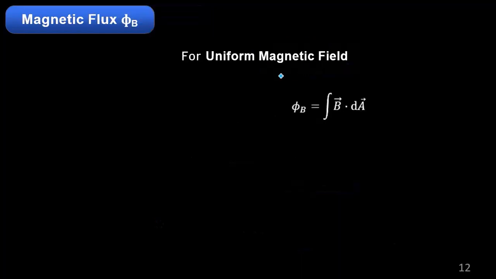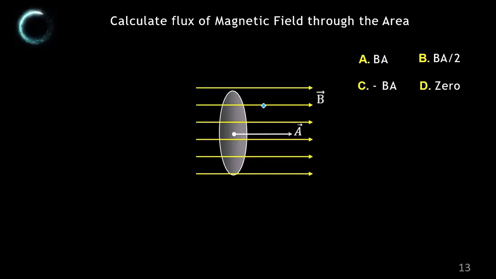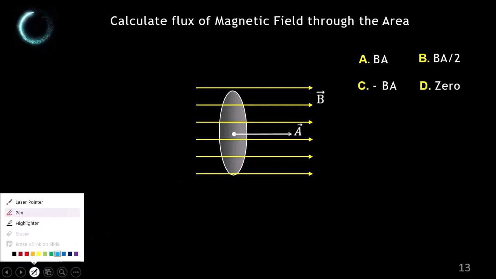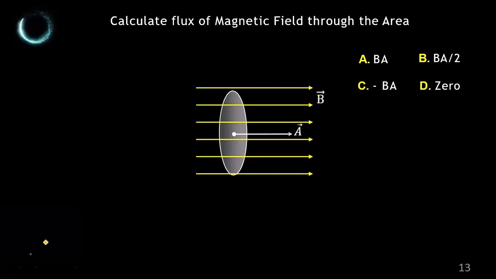So for a uniform magnetic field, as I have already said, B can be taken out of the integration. Ultimately B integration dA vector, and dA is the total area. So B dot A vector when the magnetic field is constant. If the magnetic field is variable, then you should go for the calculation based on the integration. Now in this situation, B vector and A vector are both parallel. That means theta equals 0 degree. So once theta equals 0 degree, the answer B cos theta is BA.